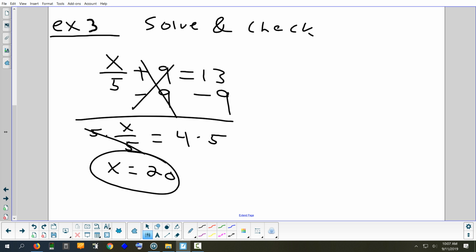Now, this one, we'll check it. Let's just check it in our head. We're not going to write it out. Let's plug in 20 for x. What's 20 divided by 5? 4. And 4 plus 9? 13. There you go. So that works.